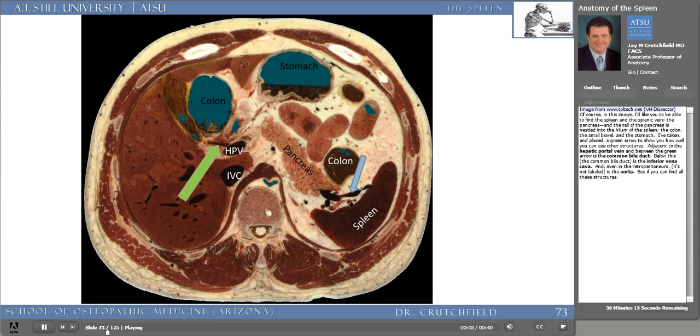Of course, in this image, I'd like you to be able to find the spleen and the splenic vein. The pancreas, the tail of the pancreas is nestled into the hilum of the spleen, the colon, the small bowel, and stomach. I've placed a green arrow to show you how well you can actually see other structures. Adjacent to the hepatic portal vein and between the green arrow is the common bile duct. Below this is the inferior vena cava, and even in the retroperitoneum, and it's not labeled, is the aorta. See if you can find all of these structures.